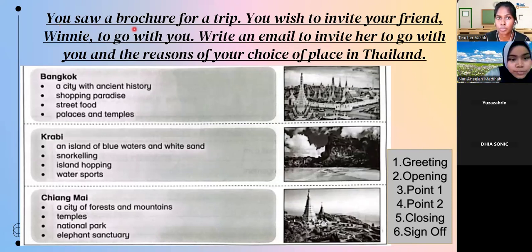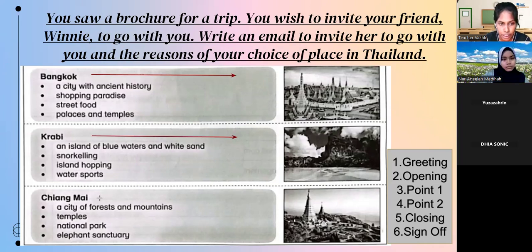To show a brochure for a trip. You wish to invite your friend Winnie to go with you. Write an email to invite her to go with you and reasons of your choice of place in Thailand. All right. So these are the places in Thailand. Okay. Bangkok di Thailand, Krabi pun di Thailand, Chiang Mai pun di Thailand.